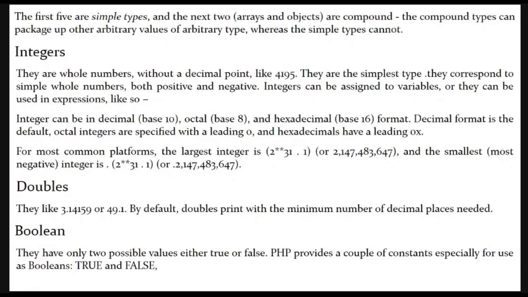We can also say floats, doubles, or real numbers are decimal, fractional numbers or numbers in exponential form. Exponential form means e raised to x, 4e minus 10, e raised to 0, anything that we require. That is your floating point numbers in the doubles.